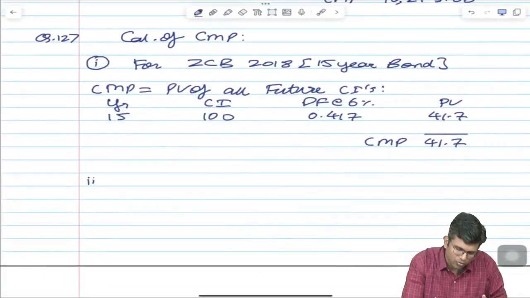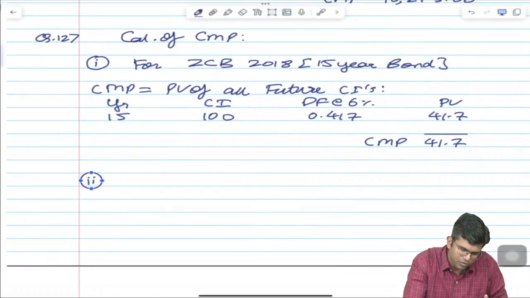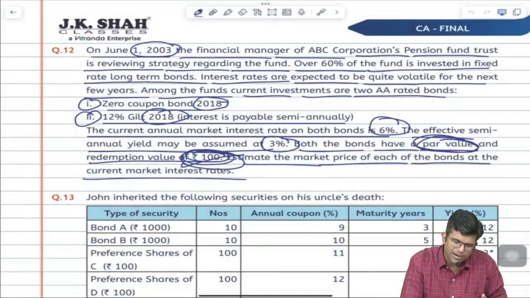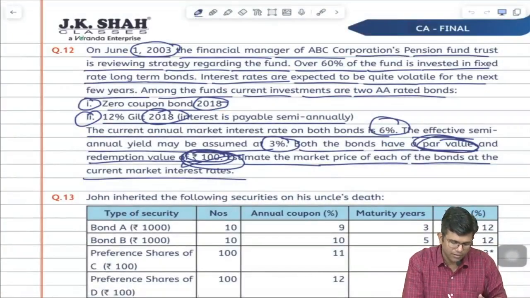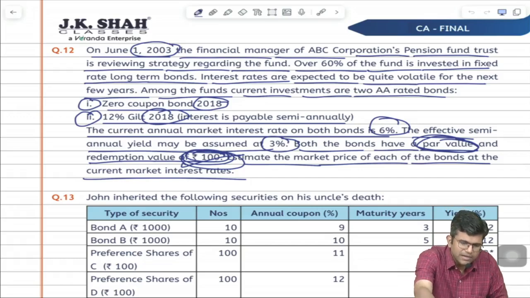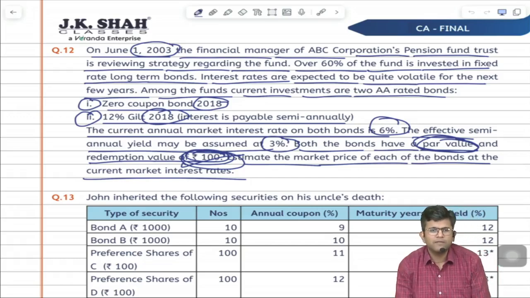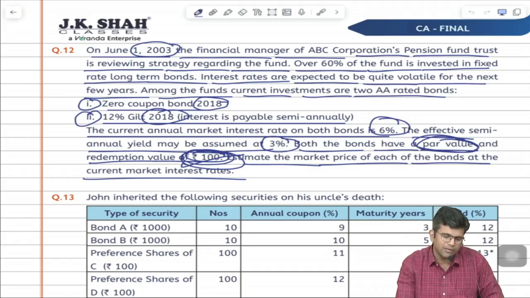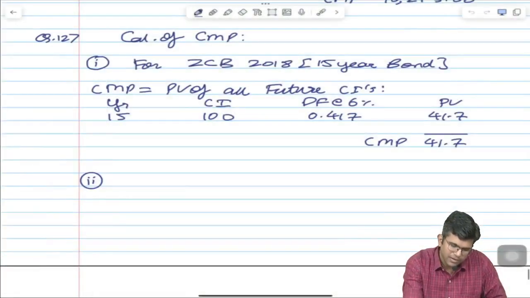Point number 2. What bond is there? 12% gilt 2018. Now what is gilt? Students, gilt here refers to Government of India issued long-term securities. Basically it's a government security. Everybody clear? So here I will take 12% gilt 2018.